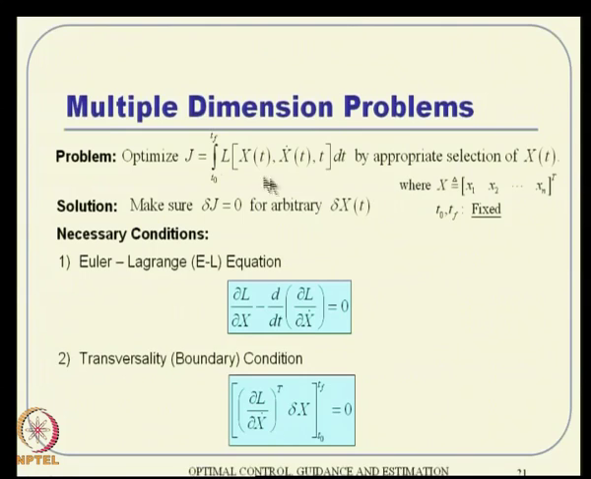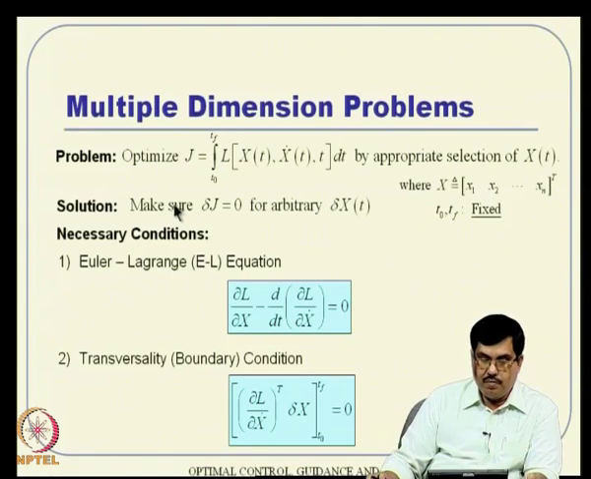What you see here is very similar in concept. The only difference is that the small x will be replaced by capital X now, where this capital X contains n components, x1, x2 up to xn. Okay. And again, with similar ideas, T0 and Tf are both fixed, and our objective is to make sure that delta J goes to 0 for arbitrary delta x. Using similar algebra, we will end up with a very similar looking equation.